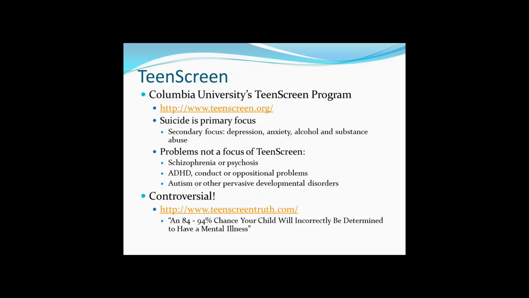Problems that are not a focus of TeenScreen or won't be sensitive to are schizophrenia or psychosis, which you typically don't see until at the very earliest older adolescents. So in young adults, typically psychotic disorders don't emerge until the late teens, early 20s. It doesn't focus on ADHD, conduct, or oppositional problems, or ASD, autism spectrum disorders, or other pervasive developmental disorders.